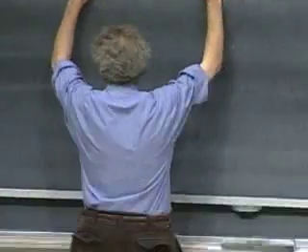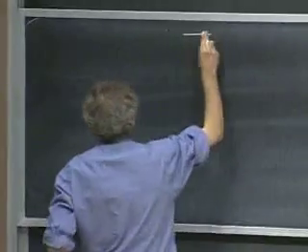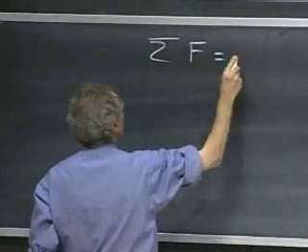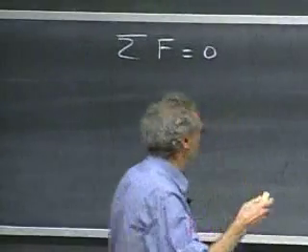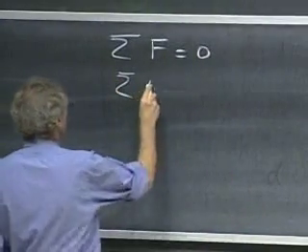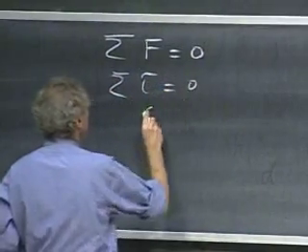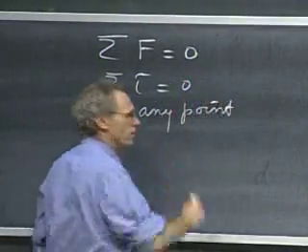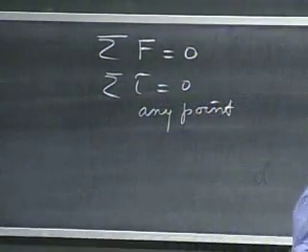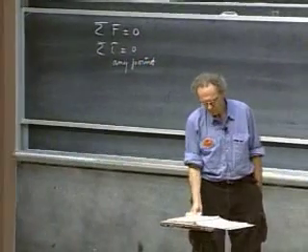Today I want to discuss in detail what it takes for an object to be in complete static equilibrium. For an object to be in static equilibrium, it is not enough that the sum of all forces is 0. But what is also required, is that the sum of all torques relative to any point that you choose is also 0. And that will be the topic today.